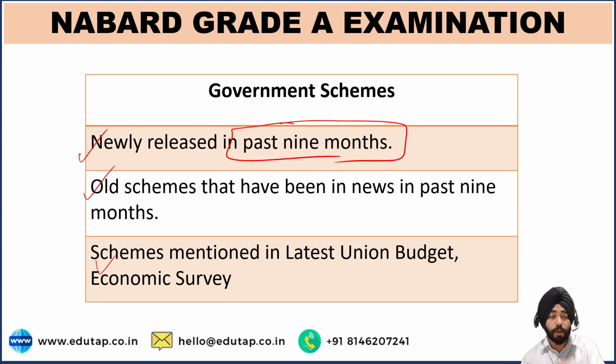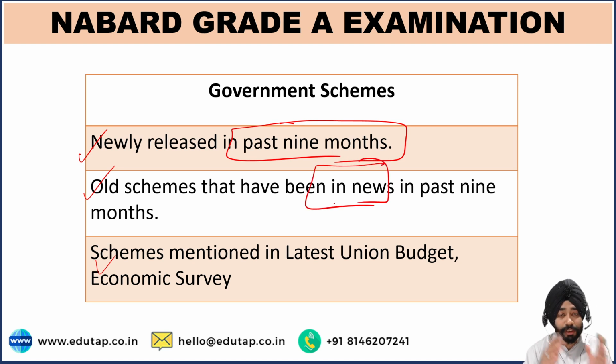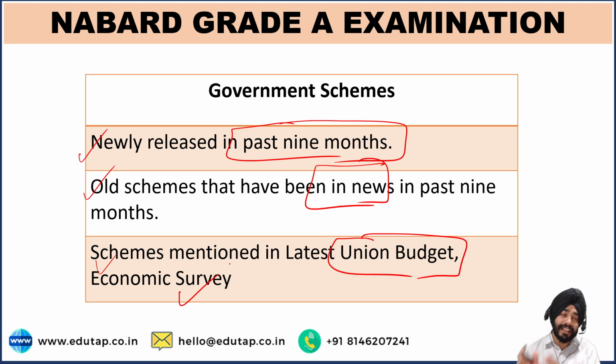Okay. Then I talk about old schemes. So old schemes generally means a scheme like, I give you an example, let's say recently Pradhan Mantri Jan Dhan Yojana has completed 7 years. So it is an old scheme that was launched at least 2 years prior to the examination. But the important thing here is, because it is a scheme that is now being seen in news, this is important. Now you have to cover those specific schemes also. Okay. Any scheme that is mentioned in the Union Budget or Economic Survey is the third prominent thing that you have to cover in the scheme section.